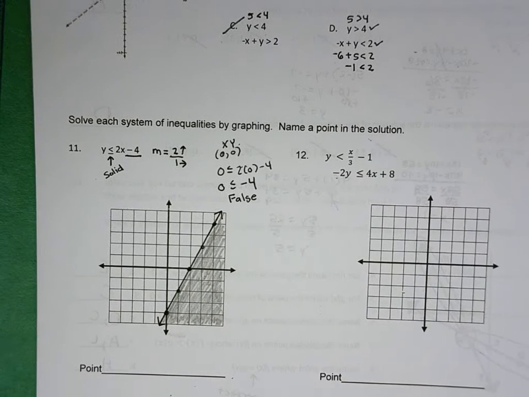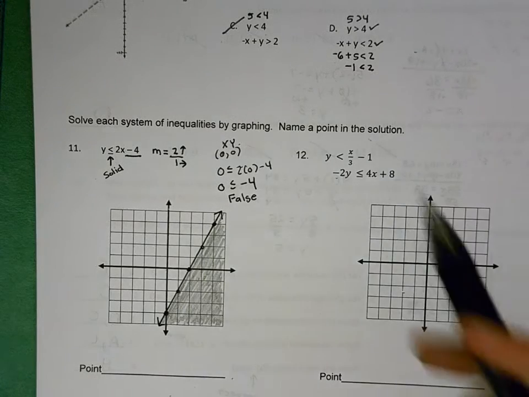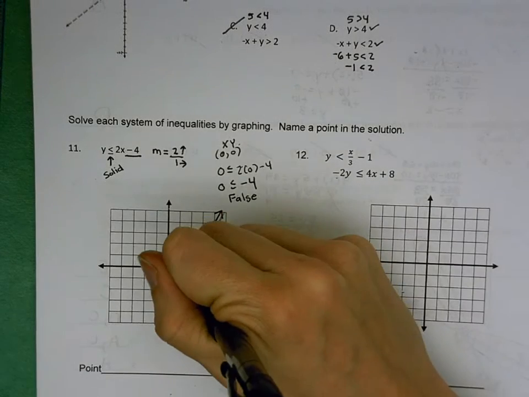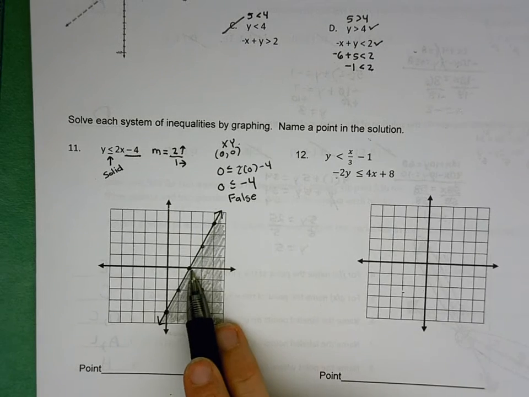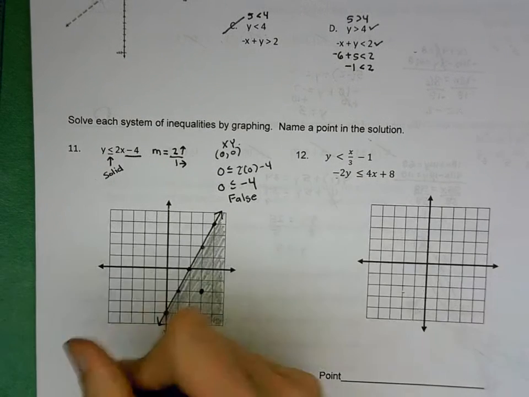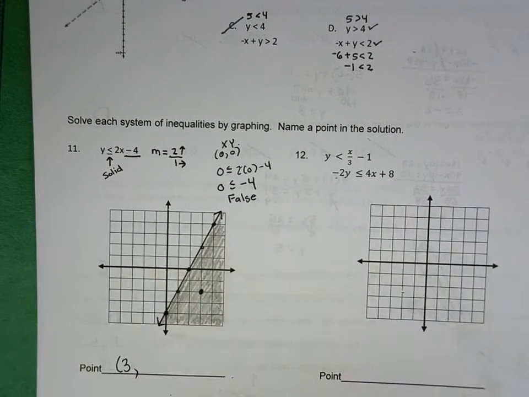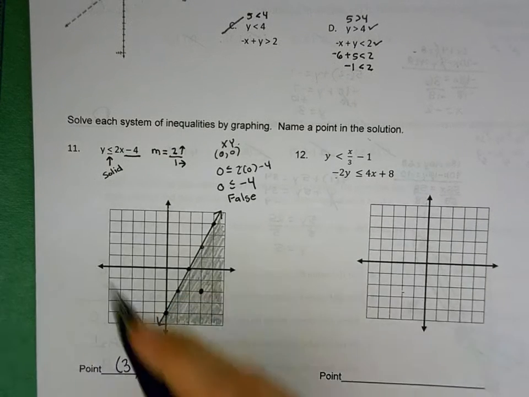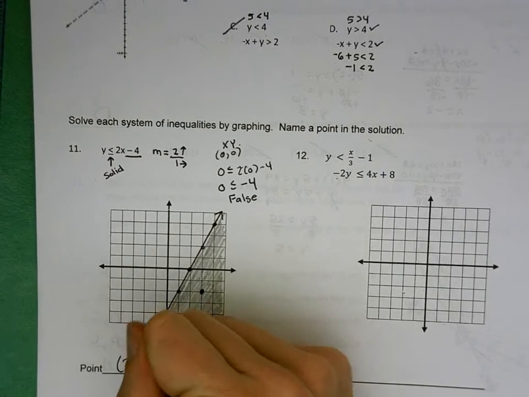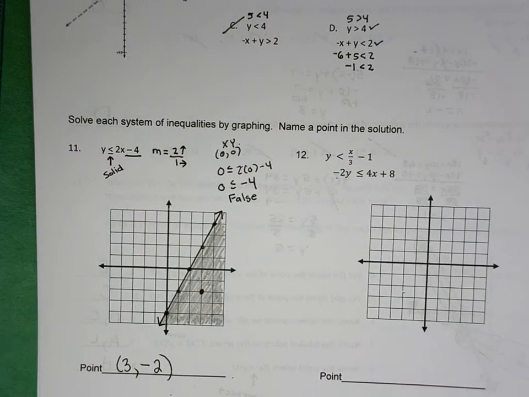And then we're asked to name a point in the solution. Okay, so any point in that shaded region will work. I'm going to go ahead and pick that one. Okay, that point is located at x equals 1, 2, 3. And y equals down 1, down 2, so -2. And again, you can pick any point in that region. I don't have to pick that one.